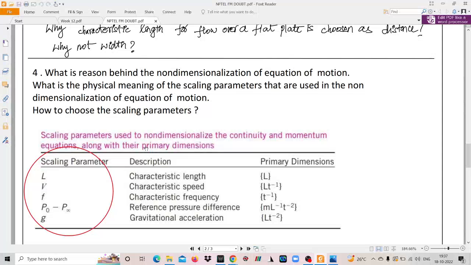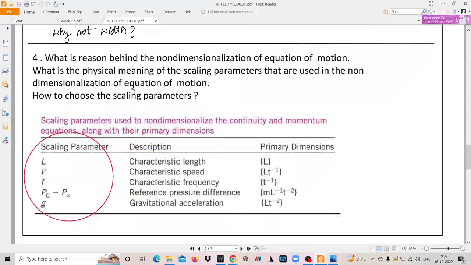Or sometimes, instead of length, somebody may consider the perimeter of the cross section, since it is a triangular duct. It depends. It comes purely from experience. So this is how you choose the scaling parameter. I hope this part is clear.